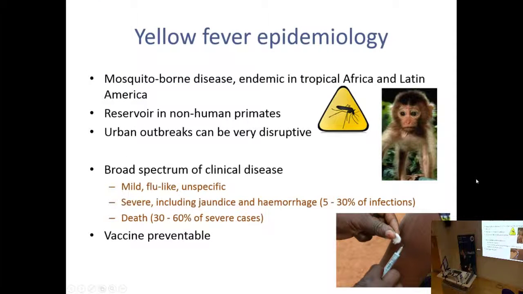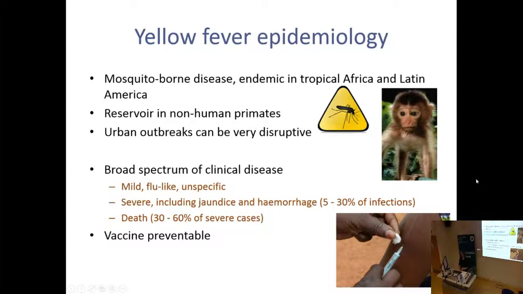Yellow fever is a vector-borne viral infection transmitted by day-biting mosquitoes, Aedes aegypti predominantly. It's endemic in Africa and Latin America. 90% of the burden is thought to occur in Africa, and that's where I'll focus in this talk. There is a reservoir in non-human primates like monkeys. So through this zoonotic transmission, there can then be spillover infections into human populations.